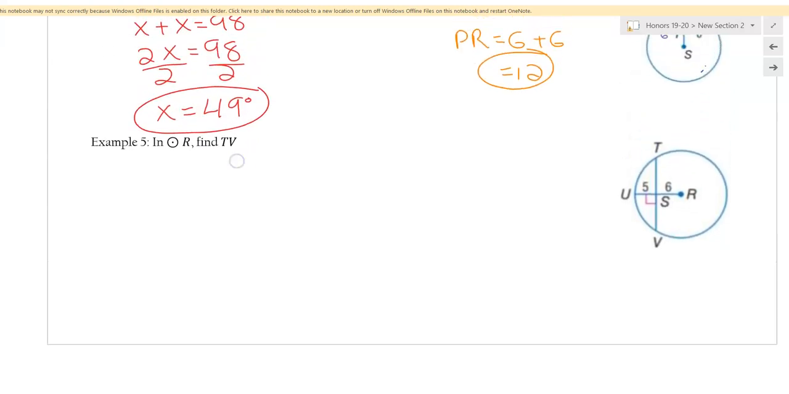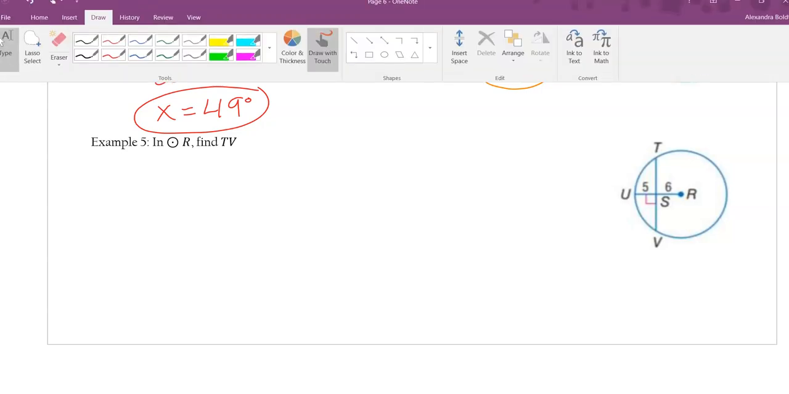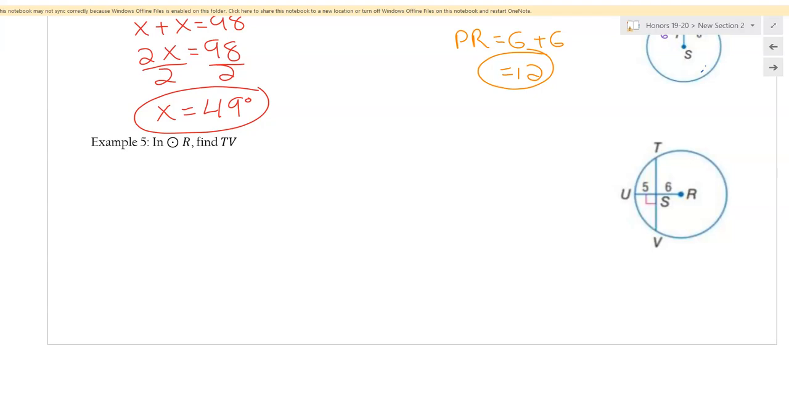Alright, let's look at example 5. In circle R, find TV. Okay, and there is a trick to these ones, so I'm going to teach you the trick. We want to find TV.